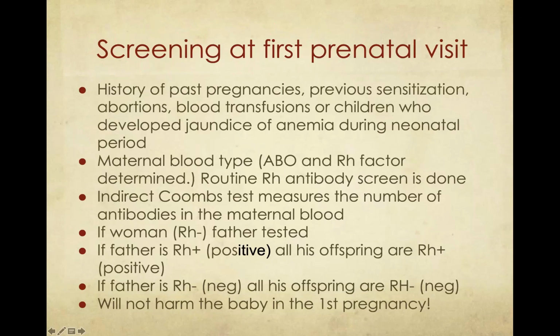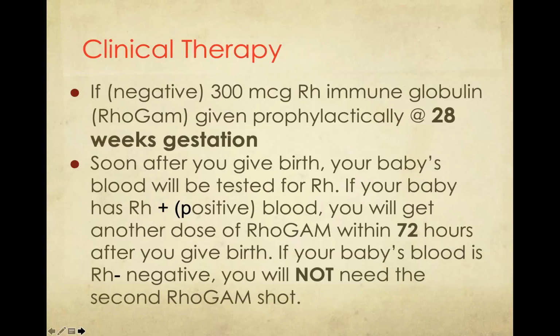If the woman is Rh negative, they're going to test the father. If the father is Rh positive, all of his offspring are Rh positive. If dad is Rh negative, all of his offspring are negative. So she's also going to get RhoGAM, also known as immune globulin, prophylactically at 28 weeks gestation. Hint, hint, make sure you know that. And she's also going to be given a dose of RhoGAM if the baby is Rh positive about 72 hours after she gives birth.